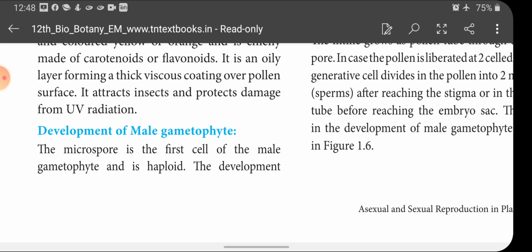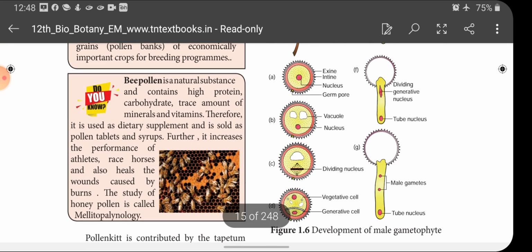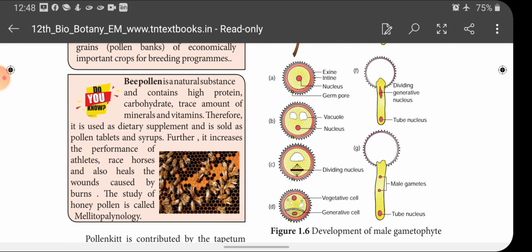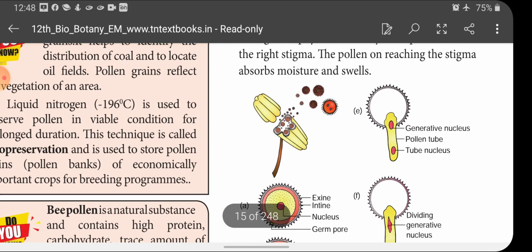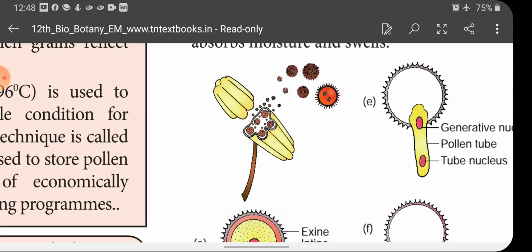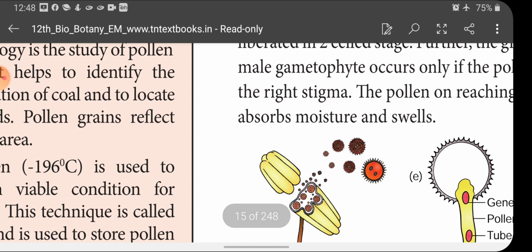Before entering into the text, let me explain the things with the help of a diagram, children. You can see four diagrams named A, B, C and D. This is the diagram. We can see a cross section of an anther.